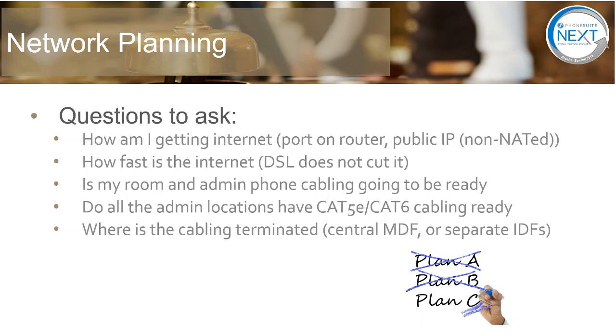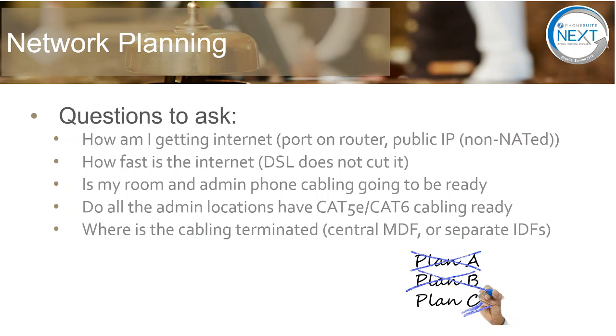Is my room and admin phone cabling going to be ready? If the answer is no, then you maybe want to push back that install. Do all the admin locations have Cat5e or Cat6 cabling ready? Again, if the answer is no, or that'll be done later, you just need to be aware that there may be work that you can't do on your initial install that you have to come back and do later.